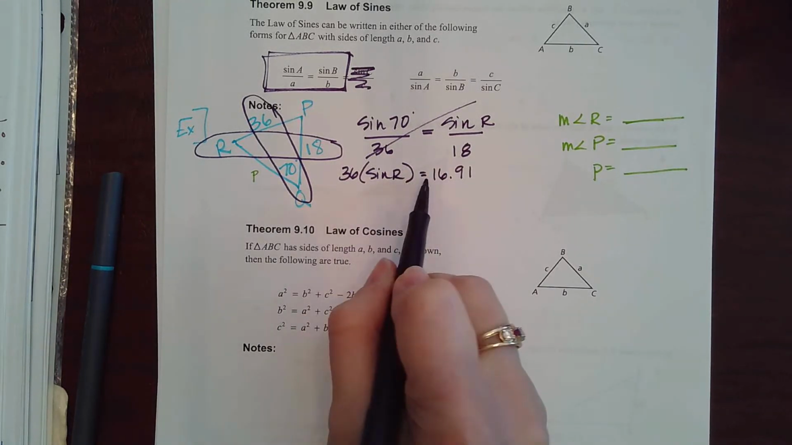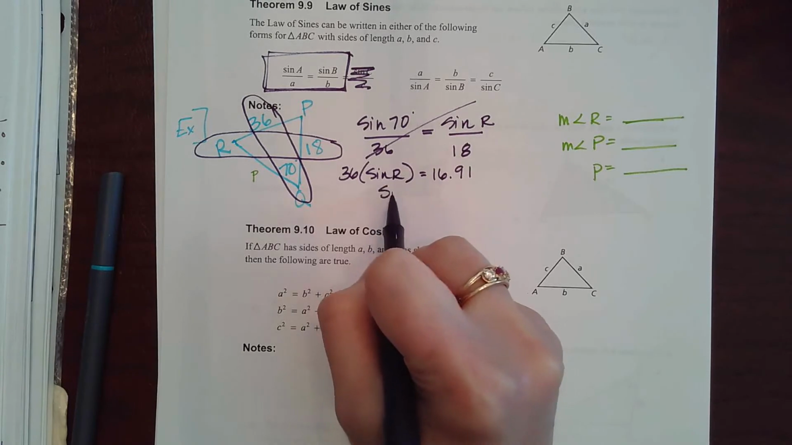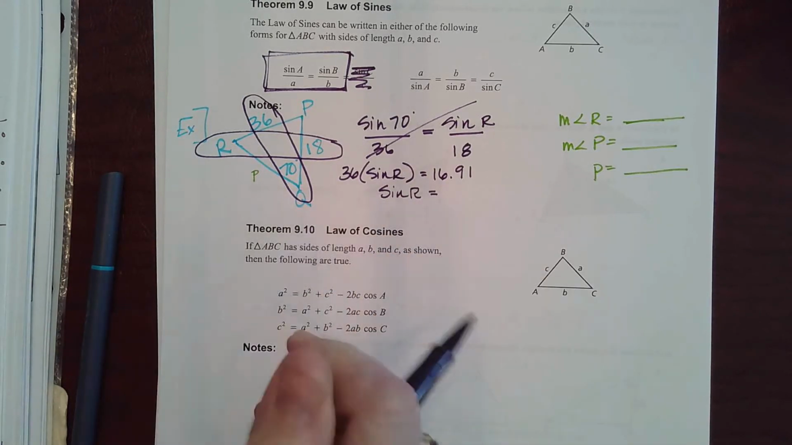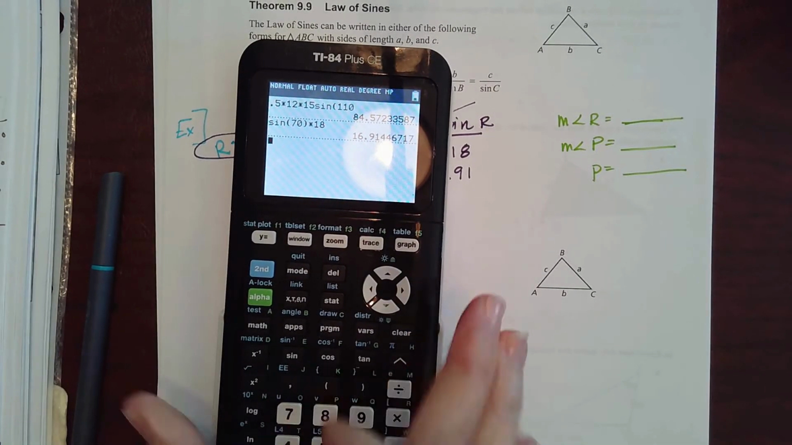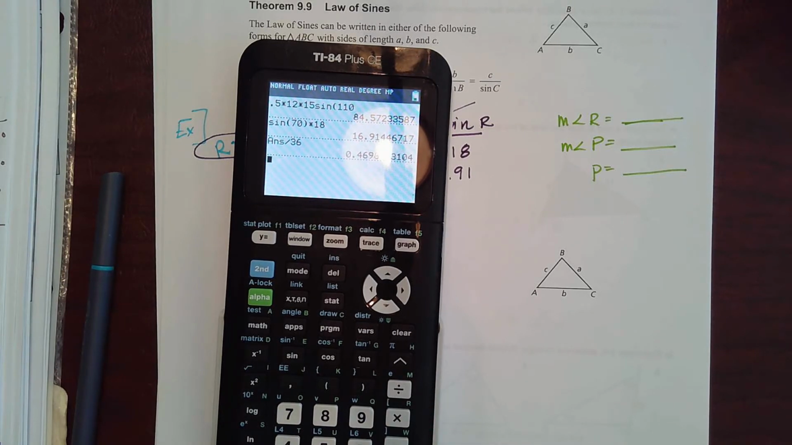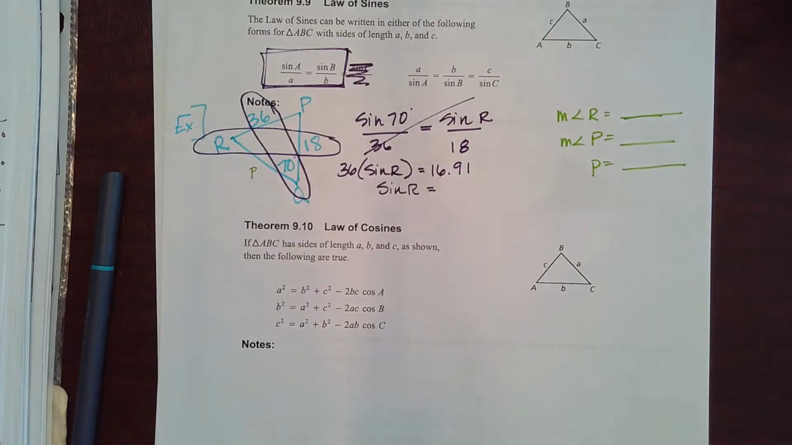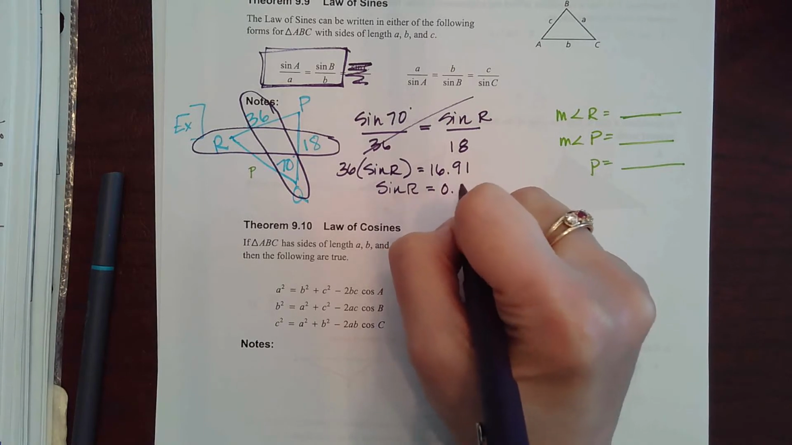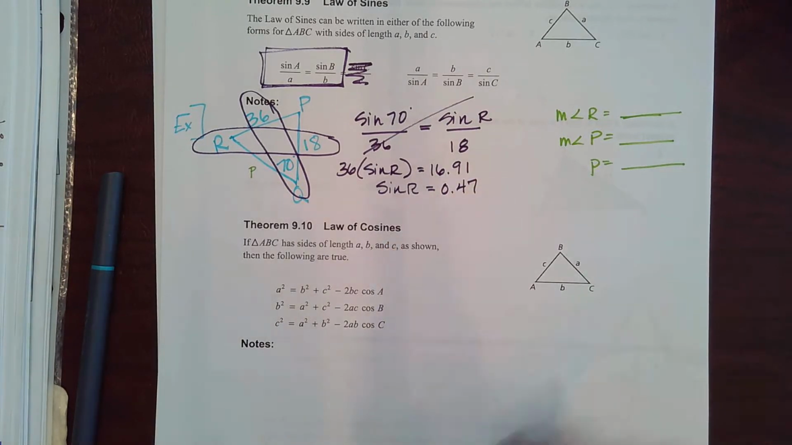Now we're solving for R. So let's divide both sides by 36. I did not clear my calculator, so I'm just going to hit divide 36. So I get this big long number. Again, keep it in your calculator. I round it on my paper, but don't go ahead and round it on your calculator.